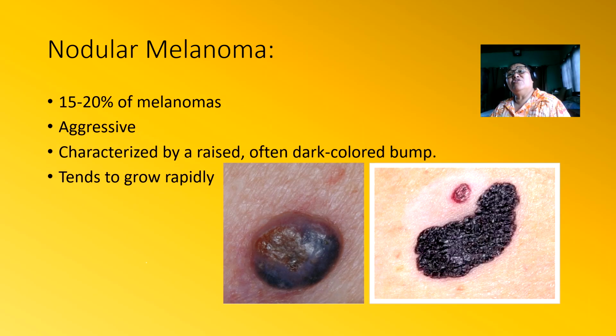So secondly, we have the nodular melanoma. It accounts for approximately 15 to 20% of melanoma cases, and is considered the most aggressive type because it grows rapidly. It appears as a raised, firm, dark-colored bump, although it can also be pink or red, and sometimes it grows downward into the skin early, making prompt diagnosis essential.